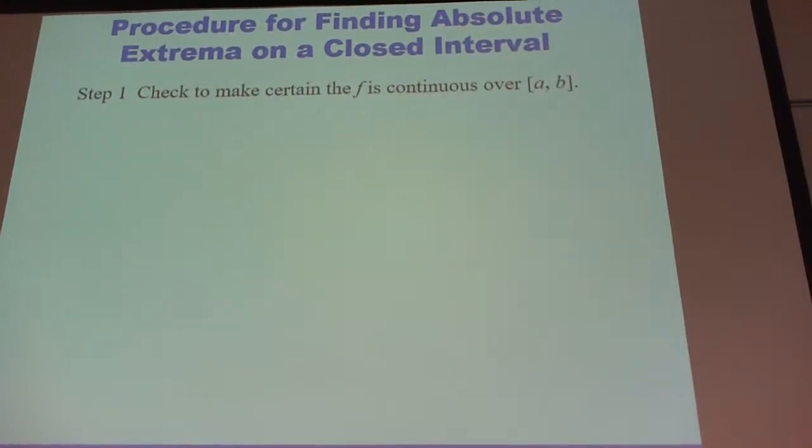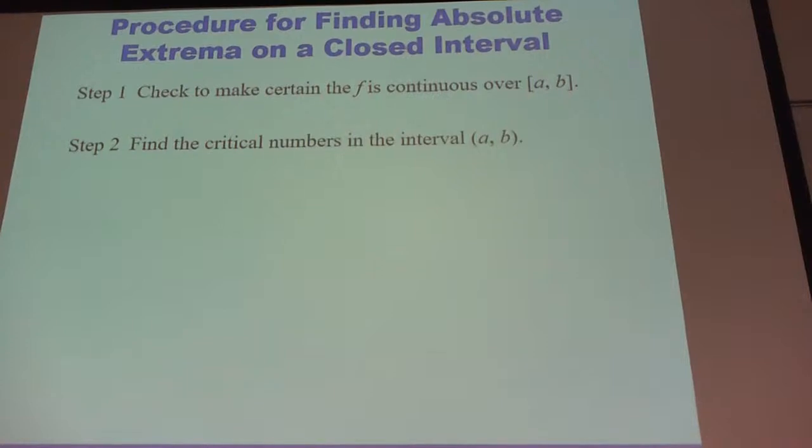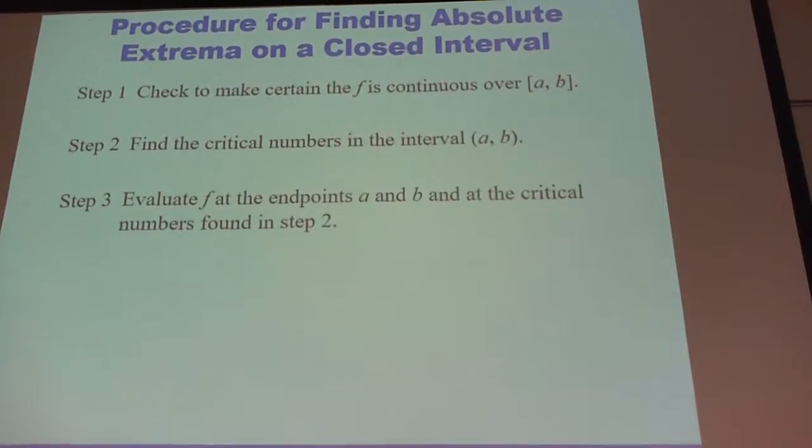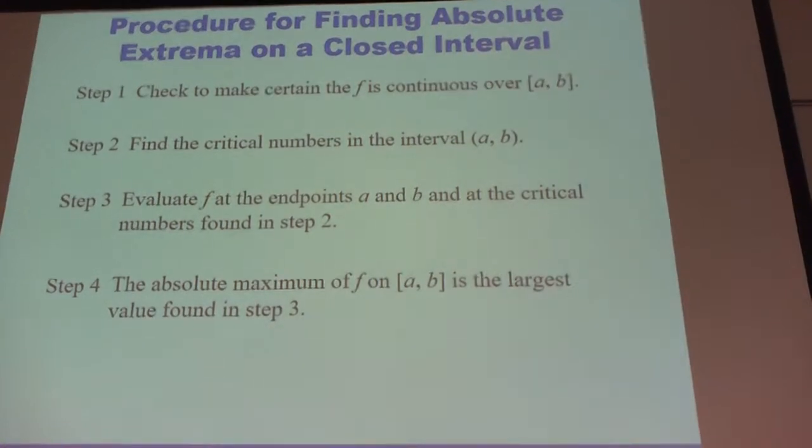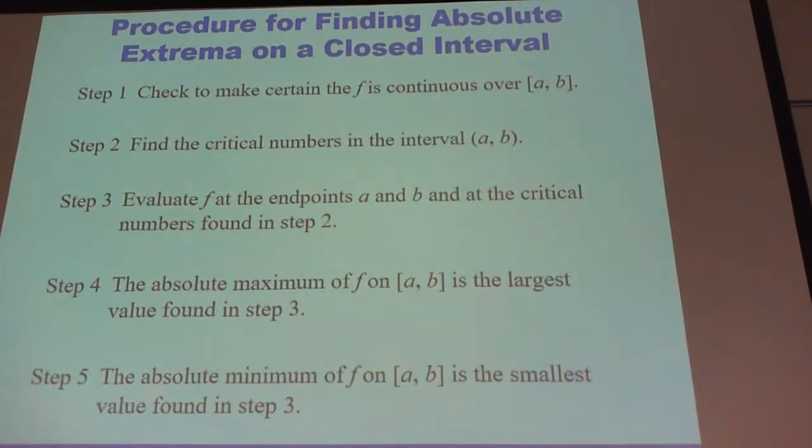Step 1, check to make sure that f is continuous over a to b. Step 2, find the critical numbers from a to b. Step 3, evaluate f at the endpoints a and b and the numbers found in step 2. The absolute max of f is the largest value found in step 3, and the absolute min is the smallest value found in step 3.